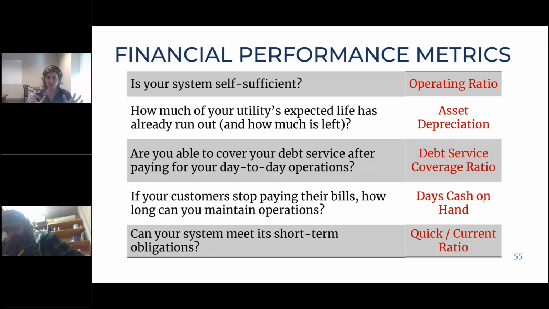But these are kind of the key questions that we're aiming to answer whenever we calculate these financial benchmarks. So the operating ratio is basically telling us if the system is self-sufficient. Again, going back to the enterprise fund, revenues and costs, self-sufficiency, that's what the operating ratio really captures.